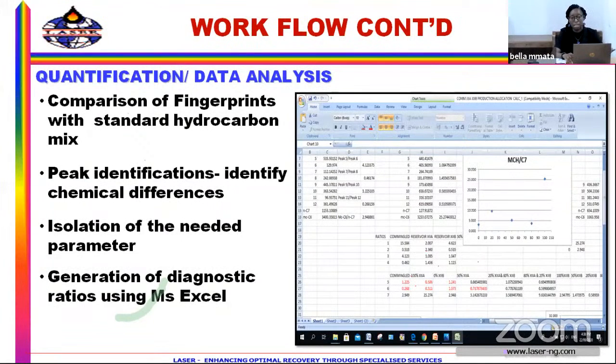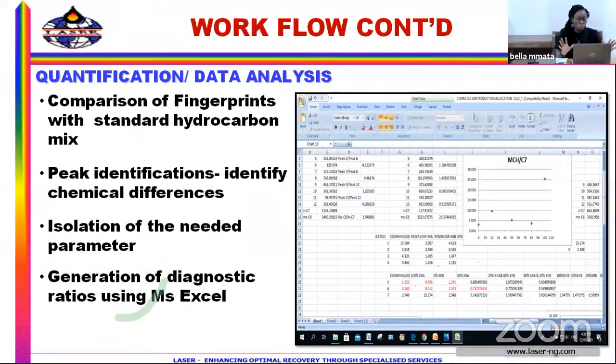Remember, I told us that the GC can be used for production allocation and that it saves a lot of time. So the time for our GC run is about 90 minutes. Now, when we're done with analyzing these samples, we did 3 runs. We brought the chromatogram from, we did a comparison of the fingerprint with standard hydrocarbon mix. Prior to analysis on the GC, we had to do a calibration using a standard hydrocarbon mix.